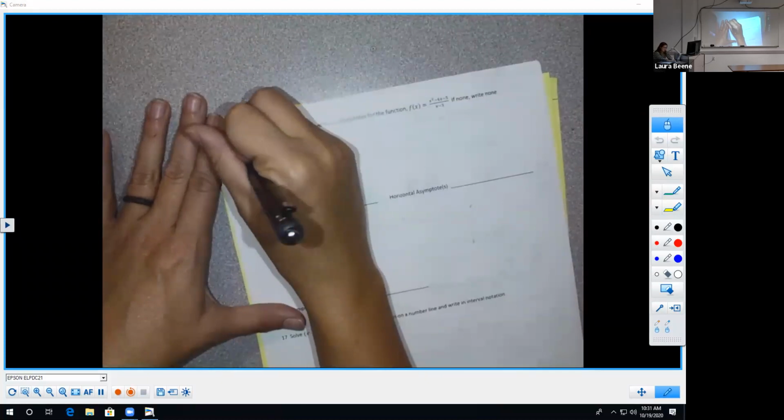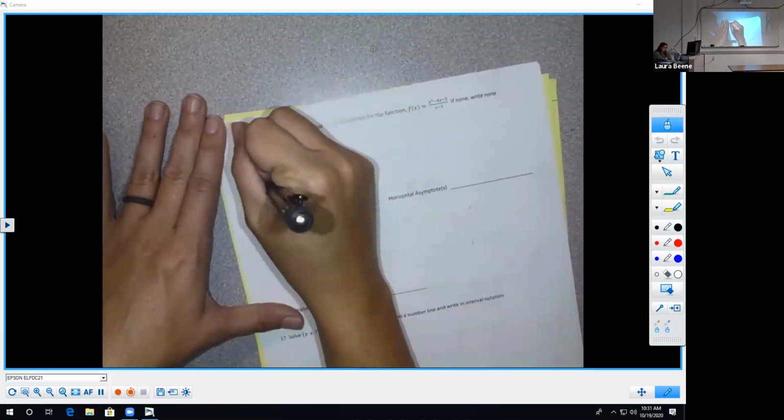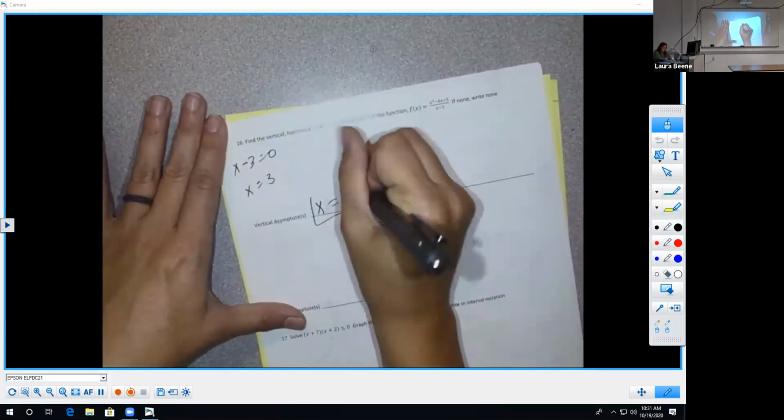Vertical, how do I find the vertical asymptote? Set the bottom equal to 0. x minus 3 equals 0. x equals 3. Check. Done.